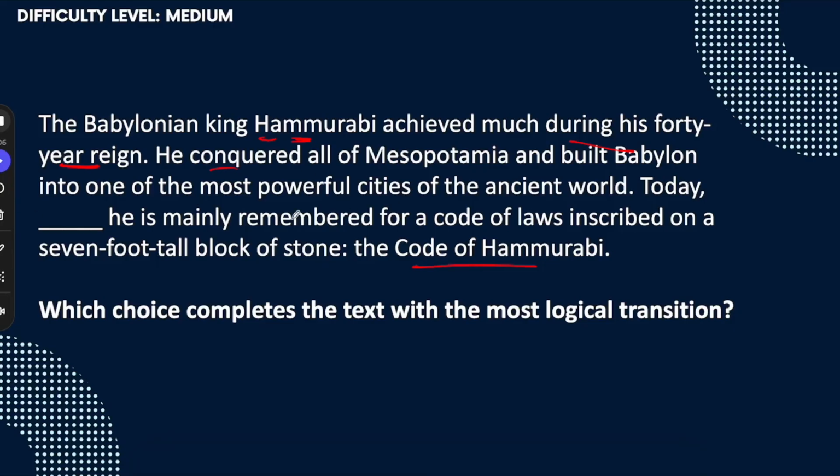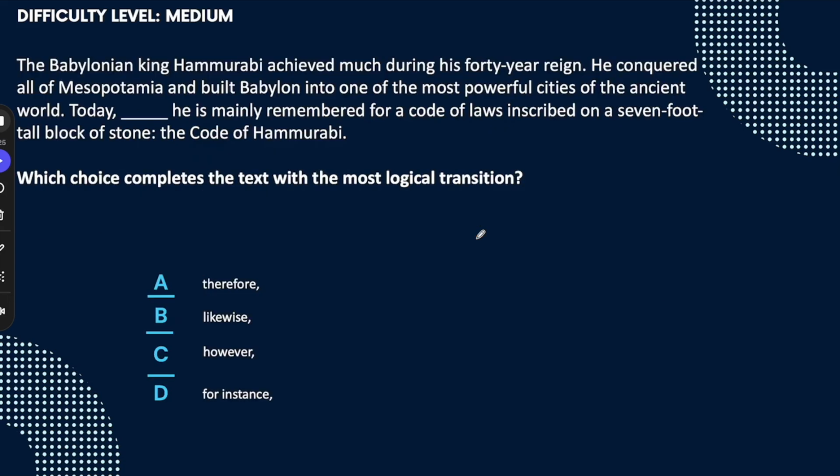And how is he remembered today? He is remembered mainly for a code of laws inscribed in some particular stone, which is quite contradictory, right? I mean, why is he not known or remembered for all that he conquered? And why is he remembered only for a code of laws inscribed on a stone? So there's something contradictory happening over here. That's the relationship for sure.